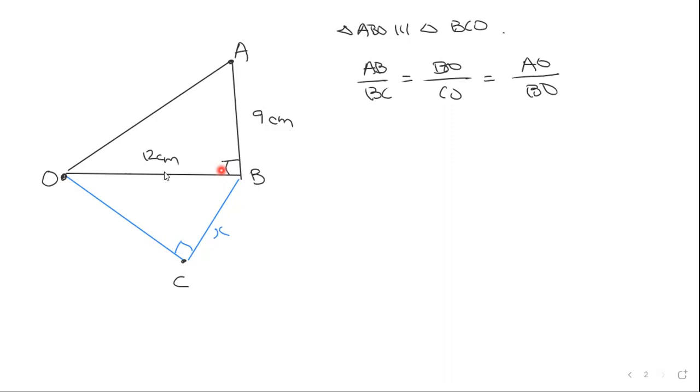Now, you'll need to consider what you know and don't know. You want to find BC, so you must involve this. That's your x. You must involve this. You know AB, which is great. This is known. That's helpful. And you know BO. Now you don't know CO. And this is your unknown.